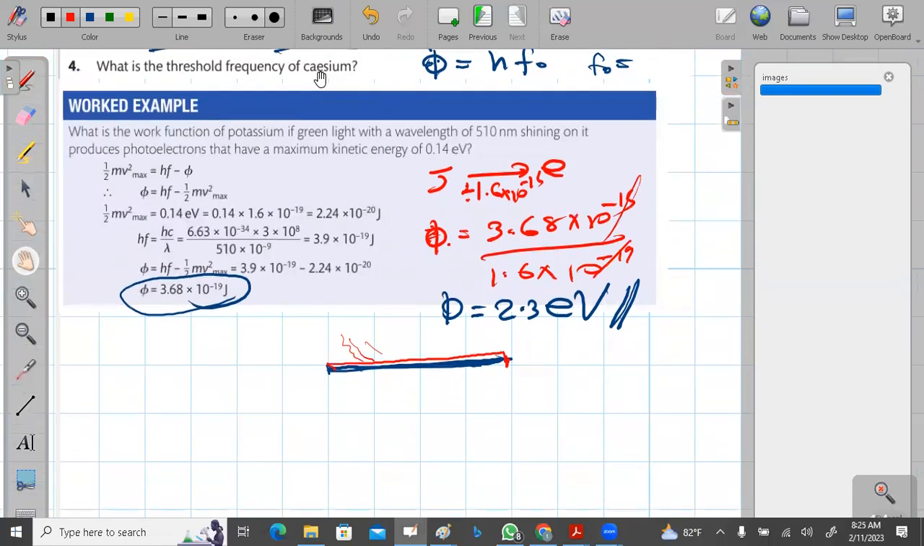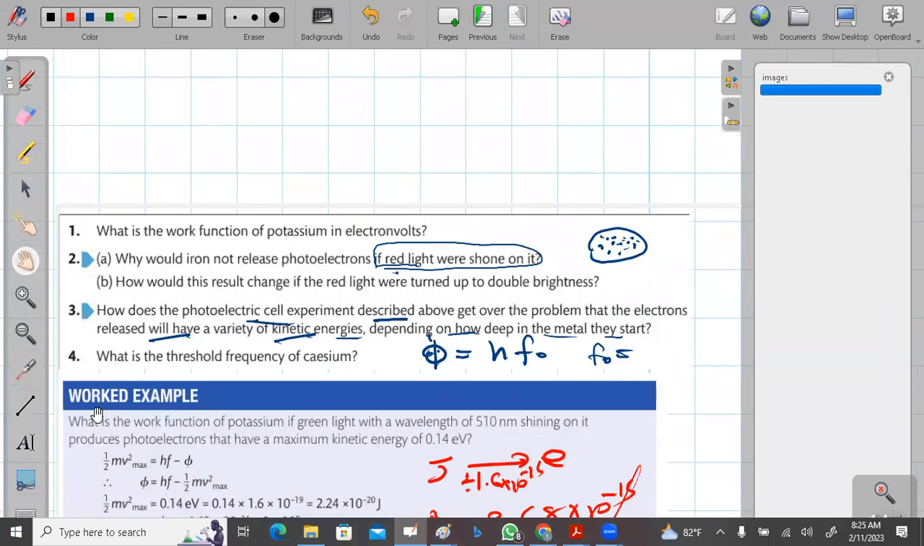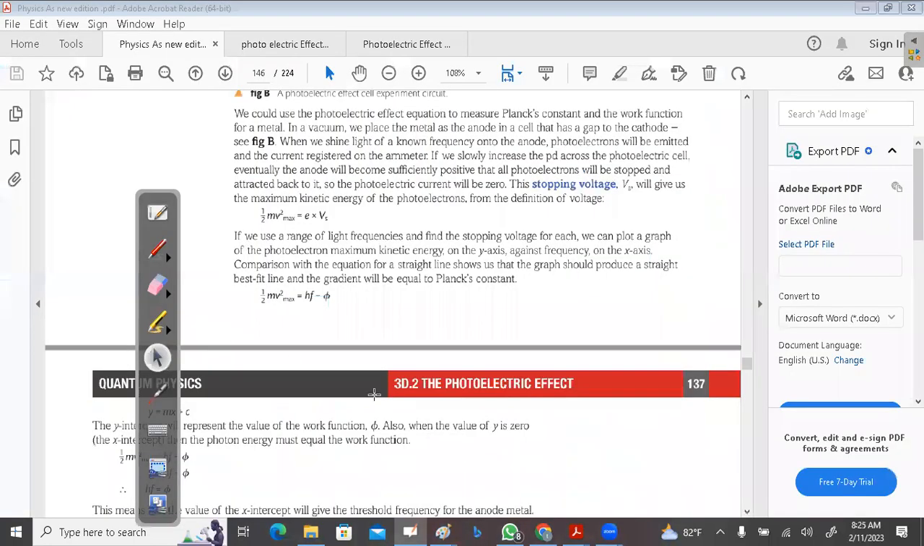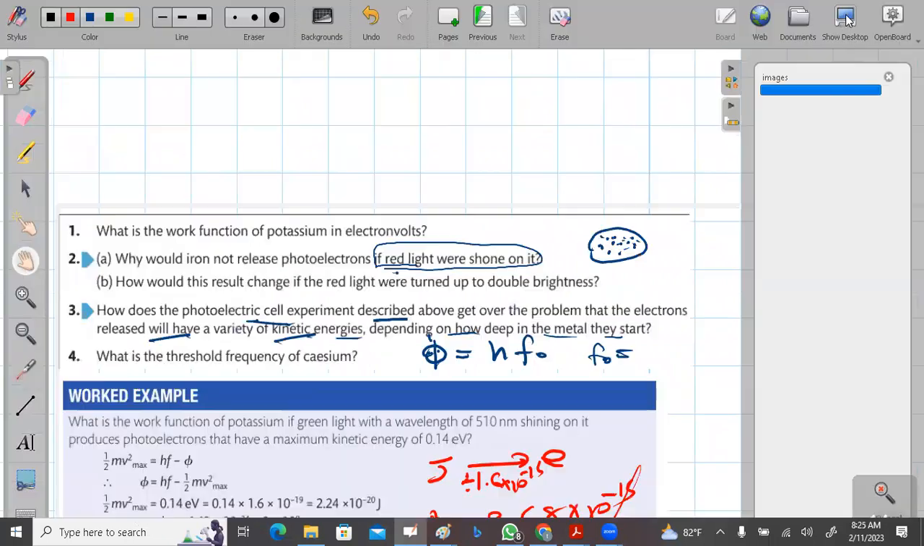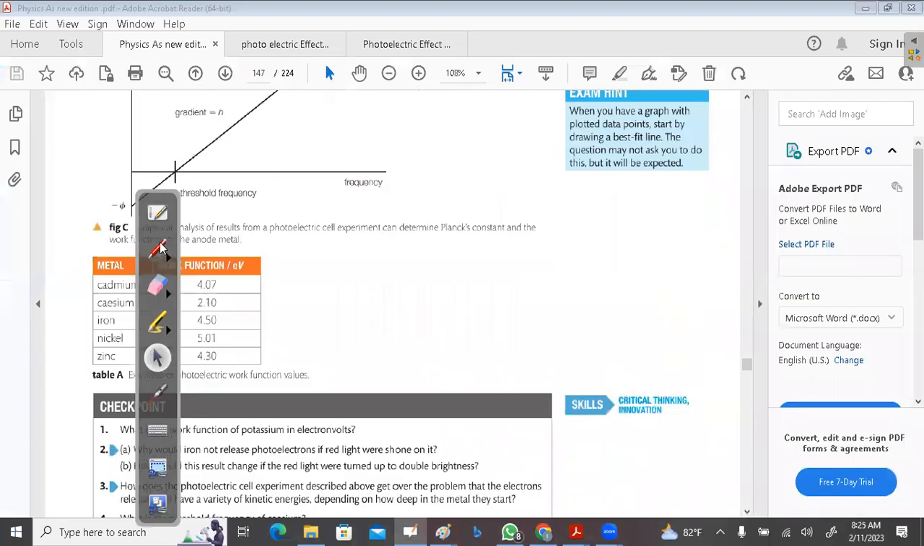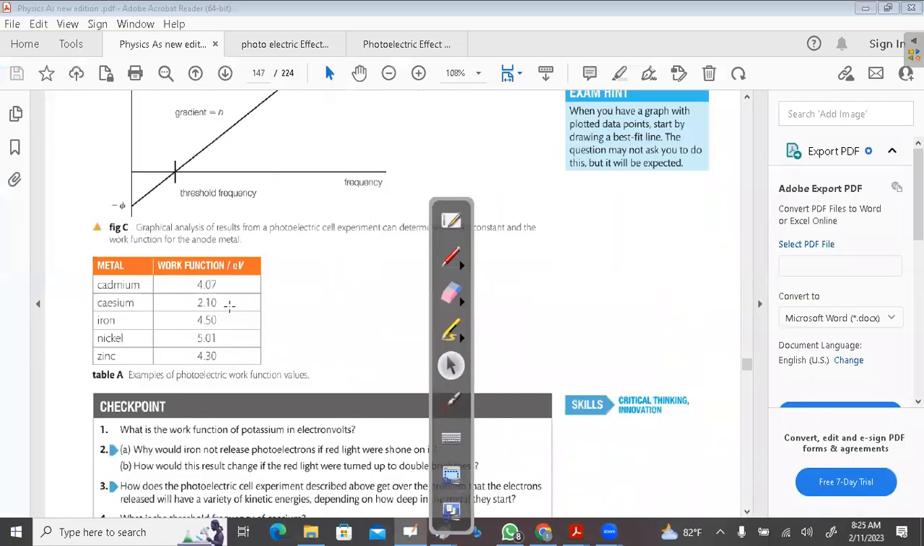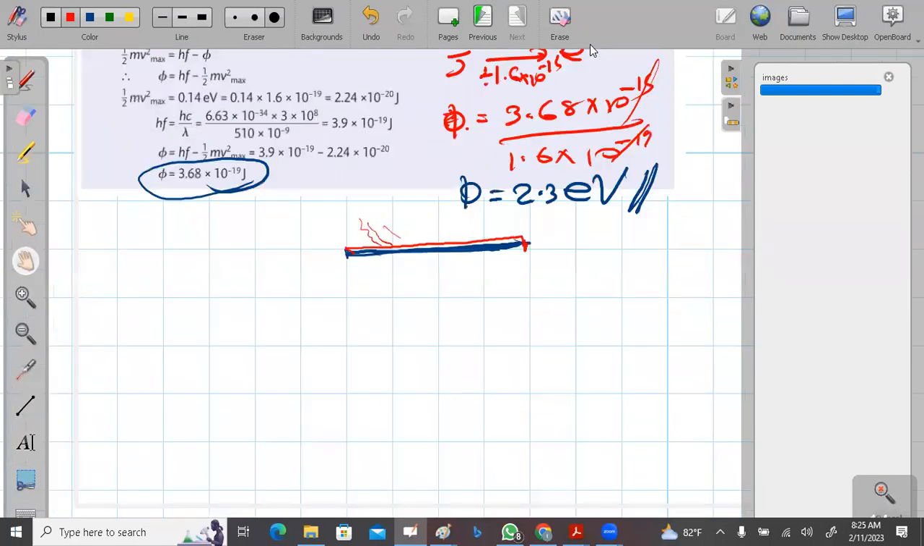What is the threshold frequency? So how to find out? So it's given in, wait, how to go there? What is the value for cesium? 2.1 electron volt, no? 2.1 means in electron volts. How to convert to joule?